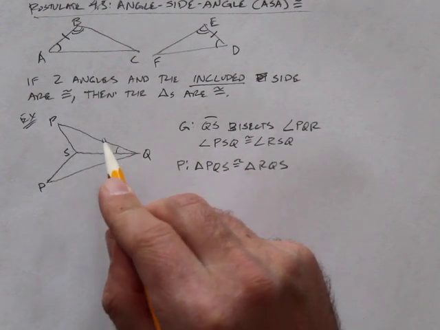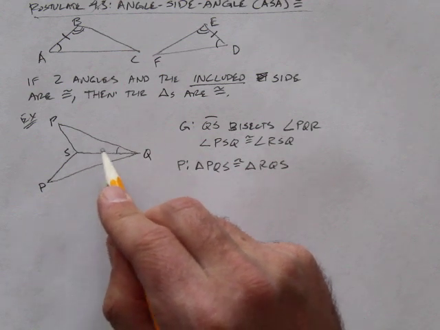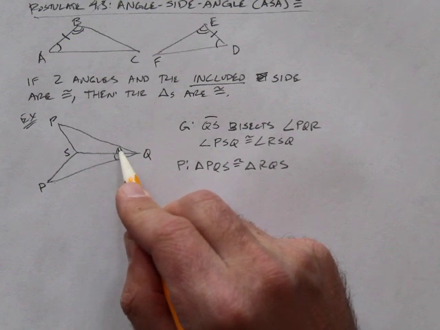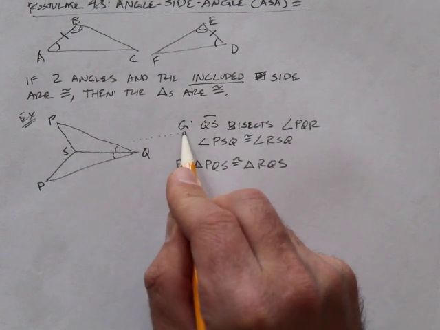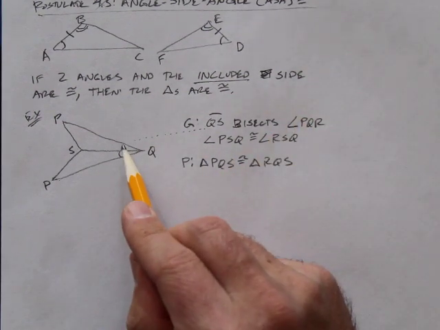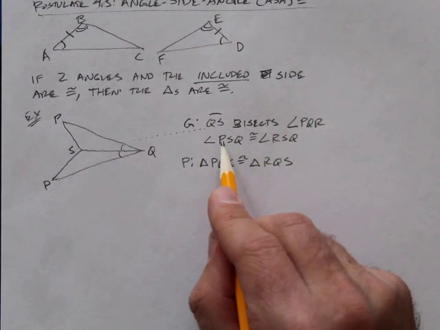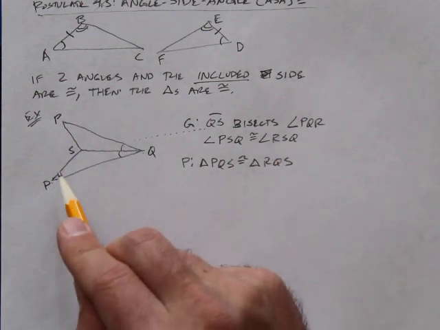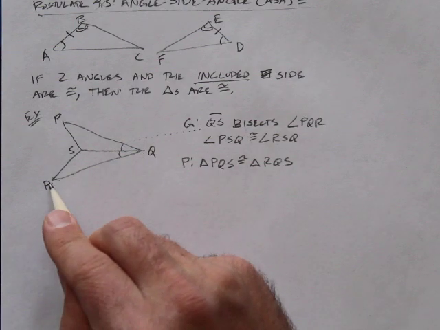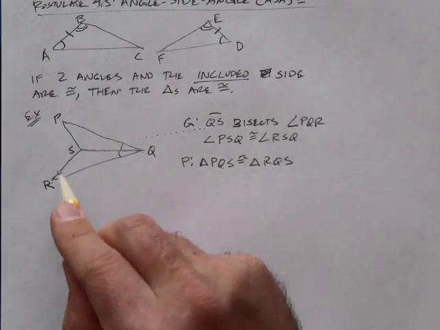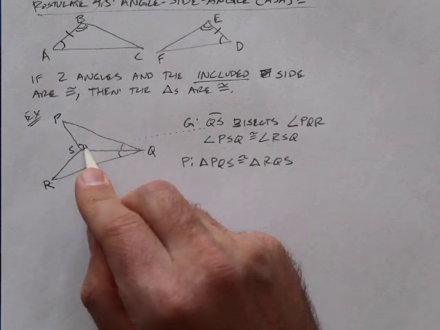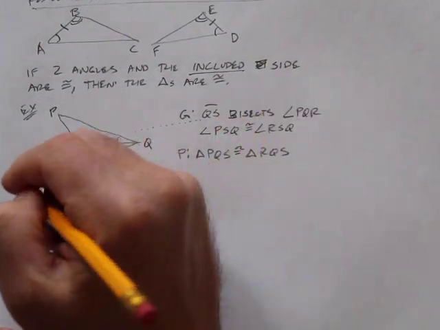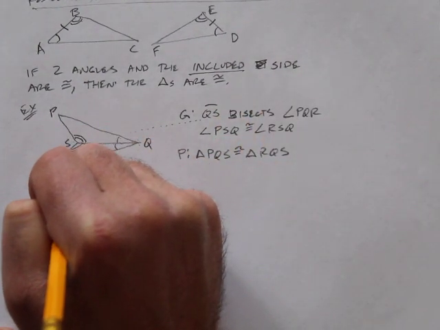That means that angle PQS and angle SQR are congruent. But we need to prove that. That's just what this means here. We need to say that in our proof. PSQ is congruent to RSQ. Oops, this should be an R down here. So RSQ and PSQ, these two angles are congruent. All right, so let's set up our proof, and then let's make a strategy.